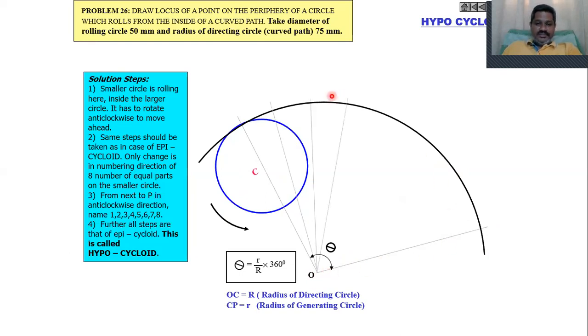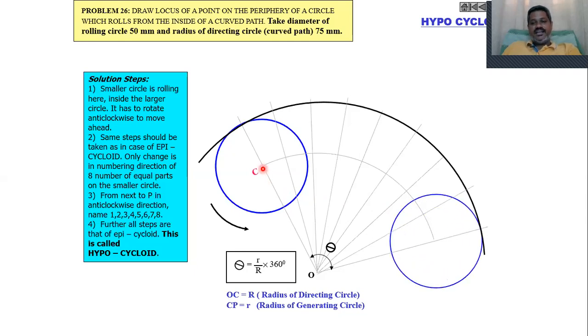And before that, we can divide this sector into the convenient equal number of divisions that we have done in the case of the generating circle. The generating circle, I'm going to divide into 8 equal divisions, so I'm dividing this sector into 8 equal divisions now. After dividing the sector into 8 equal divisions, draw an arc which is concentric to the directing circle, the directing arc, from the center point of the generating circle like this.